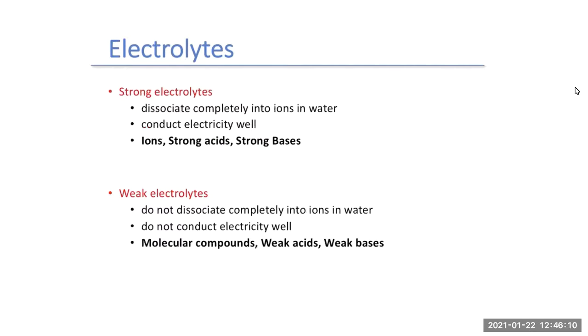Once we know if something is an electrolyte or a non-electrolyte, we can break it apart a little further. It can be a strong electrolyte or a weak electrolyte. Strong electrolytes dissociate completely in water. They'll dissociate completely into their ions in water. They conduct electricity really well. Our strong electrolytes are ions, strong acids, and strong bases.